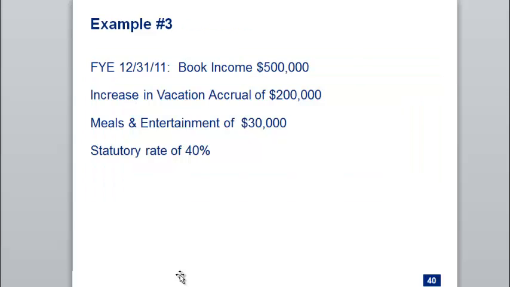All right, so it's getting more complicated now. Example 3. So we have the same book income of 500 grand, the same meals and entertainment issue of 30 grand, for which we said 15 was non-deductible. But we also have, embedded in that $500,000, we accrued a vacation expense of $200,000. And that vacation accrual is sitting on the balance sheet as a liability at the end of the year, let's say.